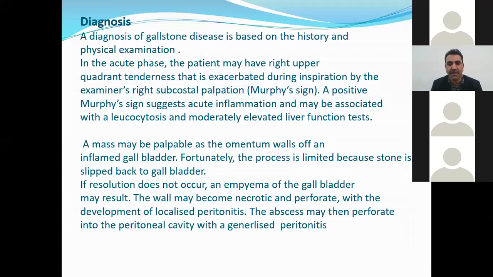Abscess may then perforate into the peritoneal cavity, and may cause acute abdomen with generalized peritonitis if the abscess of the gallbladder spreads to the abdominal cavity.